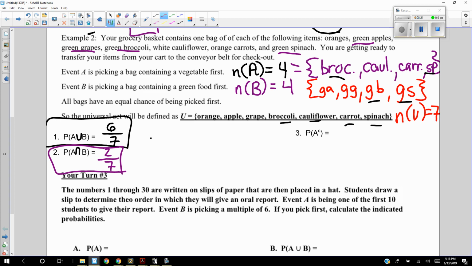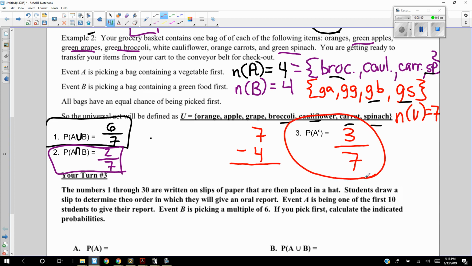And then finally, we want to know what's the probability that we pull an item that's a complement to set A, or in other words, not in set A. Well, if there's 7 total items and there's 4 items in set A, that means there's 3 items that are not in set A. So there's a 3 out of 7 chance of pulling something that's not in set A.